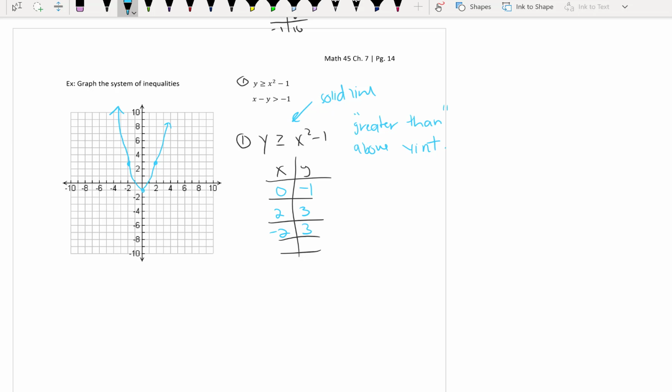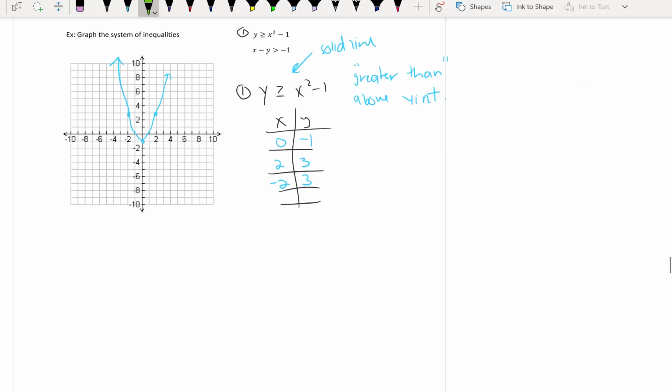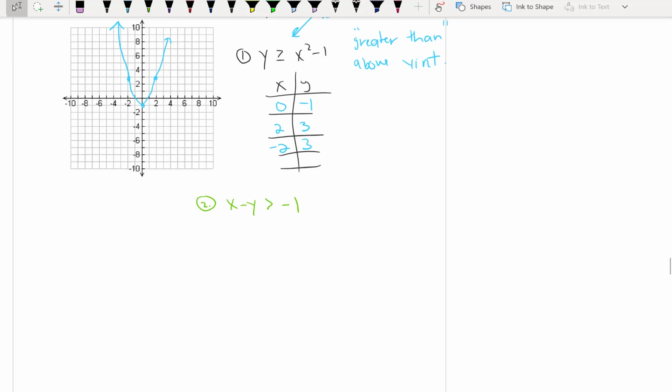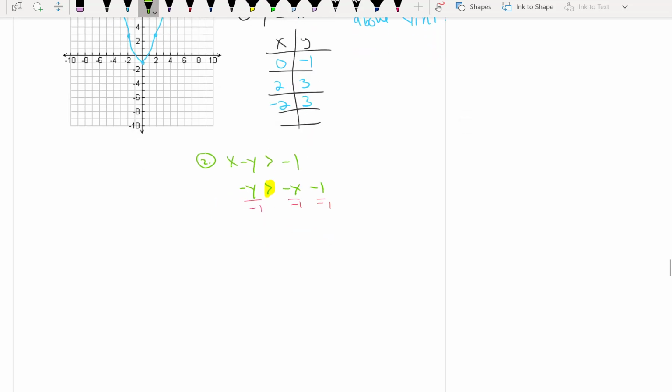But let's really look at what this is saying. Don't forget you still have your second equation. Your second equation is linear. So for that second equation, you have x minus y is greater than -1. So then negative y is greater than negative x minus 1. And since I'm going to divide everything by -1, that's going to change the way the inequality is facing, so that y is less than x plus 1.